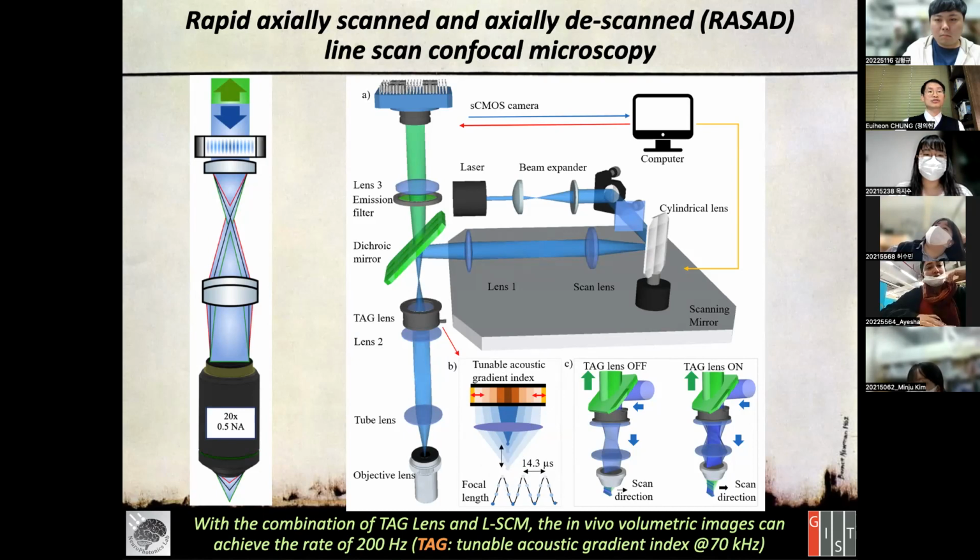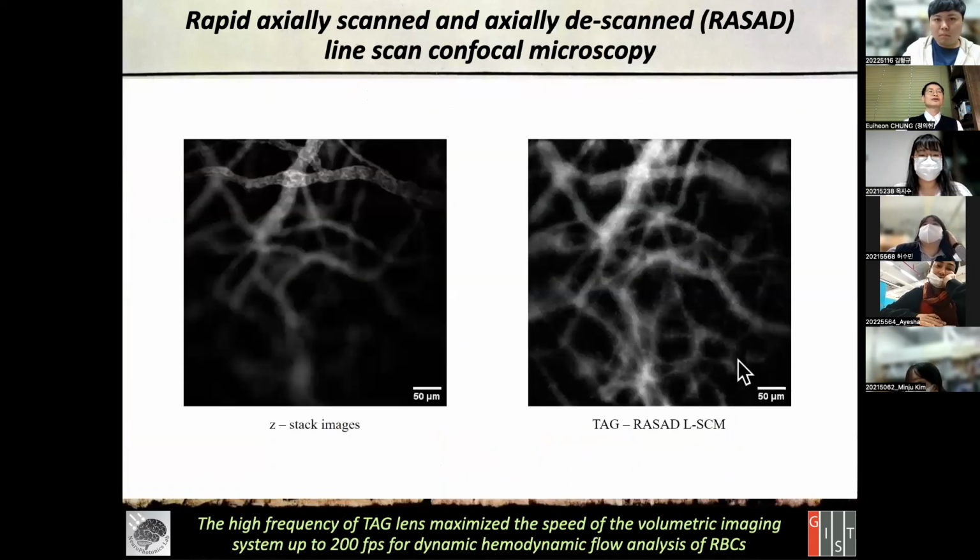In our case, we actually used a 70 kilohertz TAG lens, which is super fast changing. And with this, we can now achieve a 10 times faster rate of 200 hertz for in vivo volumetric images. So for example, the left part is the conventional confocal images going up and down. The right side is the TAG rapid axial scanned and descanned line scan confocal microscopic image. Let's take a look.